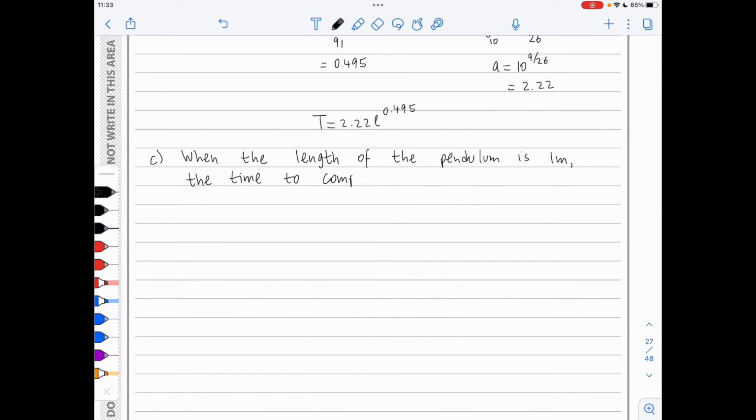So the time to complete one swing is 2.22 seconds. So it has to be in context. We need to refer to the pendulum, to the length. We need to include units, the time to complete one swing. Everything has to be in context here.